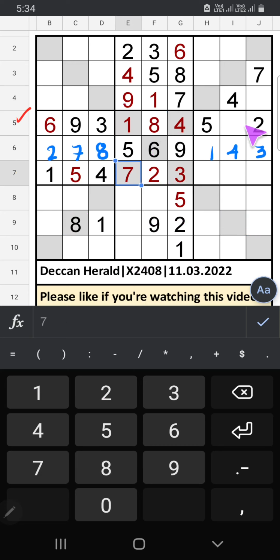Fifth row, only 1 number is remaining, 7. 7 is confirmed here. Seventh row, 3 numbers are remaining: 6, 8, 9. It will come in any one of the cells. We will confirm later.